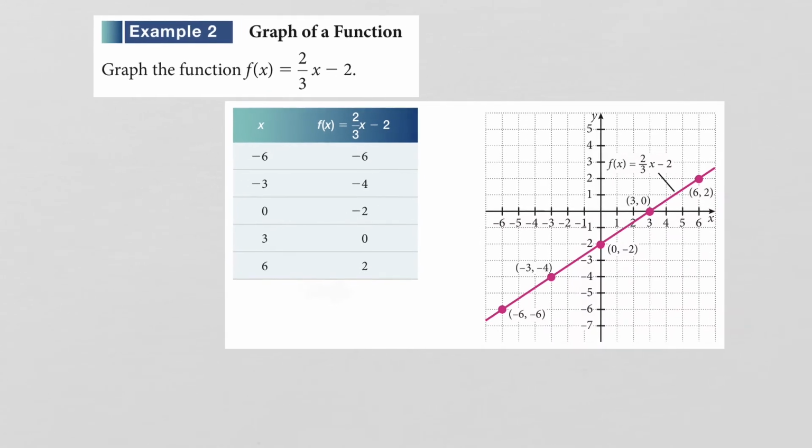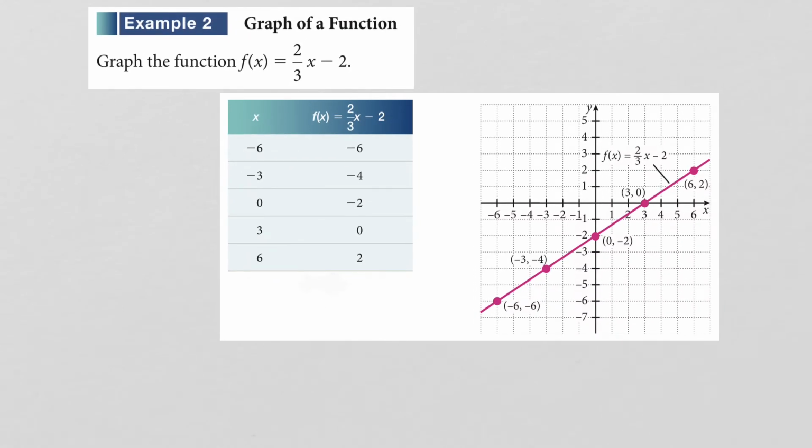So what does that mean in terms of the graph? Well, if I graph every single one of these points, my first point is -6, -6, which is this point right here, right? X equals -6, y equals -6. My next point is -3, -4, which is here. Then we have 0, -2, which is here. And then 3, 0, which is here. And finally 6, 2, which is here. And you'll notice that all those points line up to make a straight line.